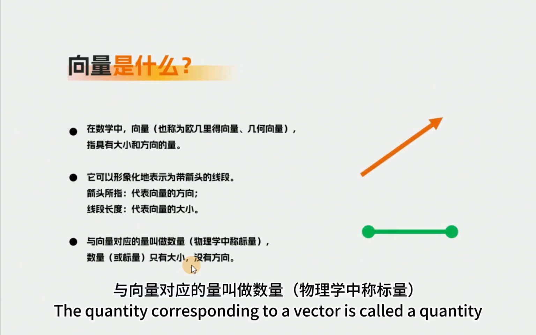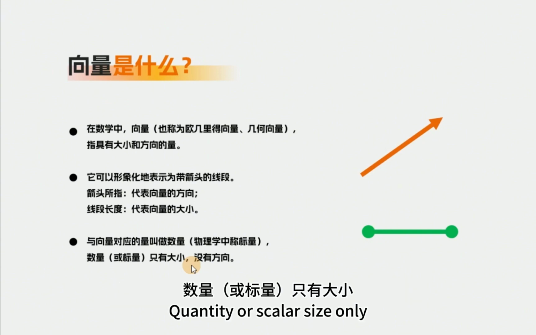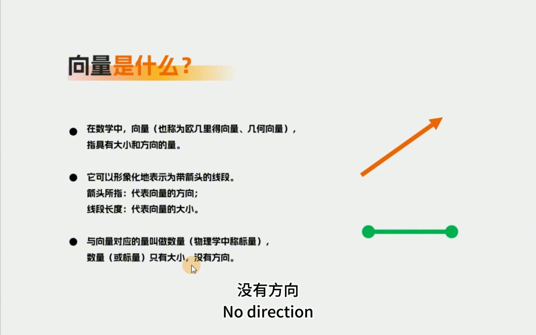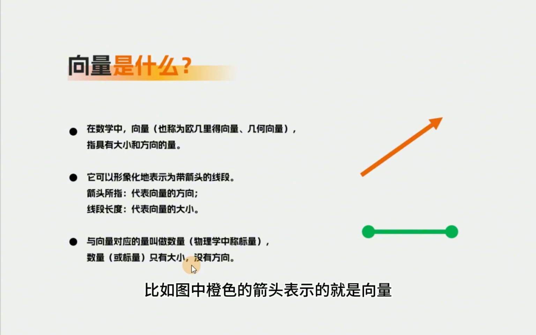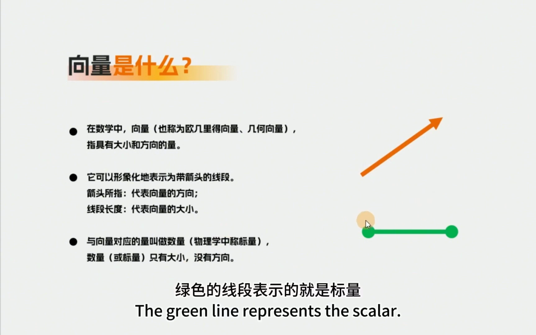The quantity corresponding to a vector is called a scalar in physics, a quantity with size only and no direction. For example, the orange arrows in the picture represent vectors. The green line represents the scalar.